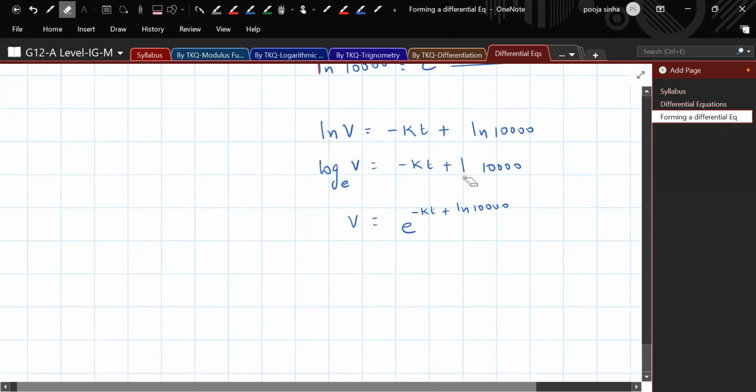ln 10,000 is log to the base e only. So for you, you don't have to write it like this, but I prefer to show it so that you understand what it means actually. तो दिमाग में बैठ जाना चाहिए. How did that come in the power?